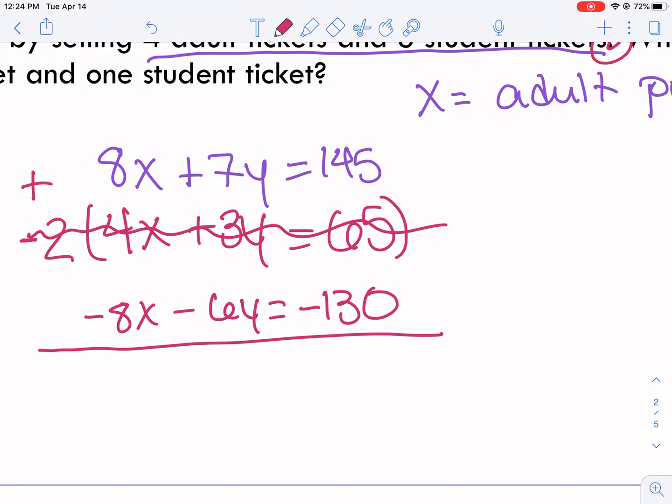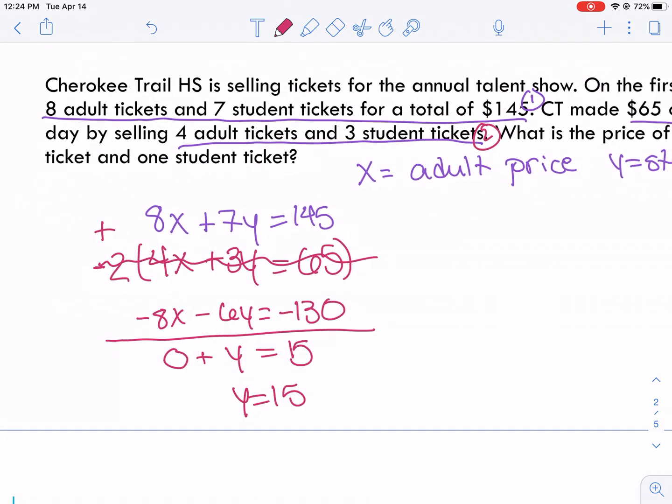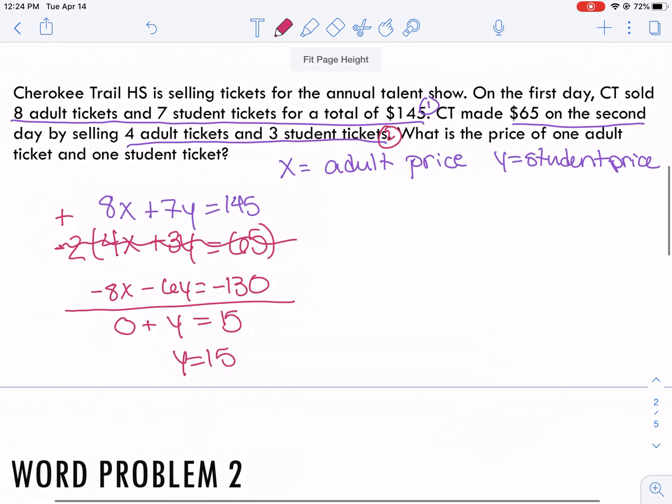So now we're going to add it. So 8x plus negative 8x is 0. 7y plus negative 6y is just y. And then 145 plus negative 130 is 15. So y equals 15. So the student ticket is $15.